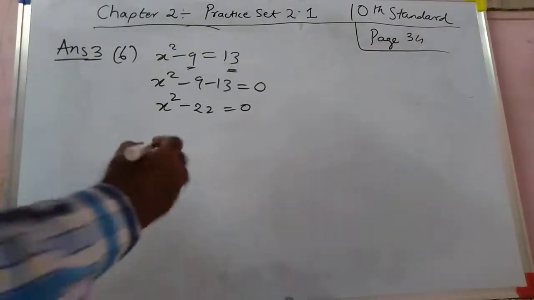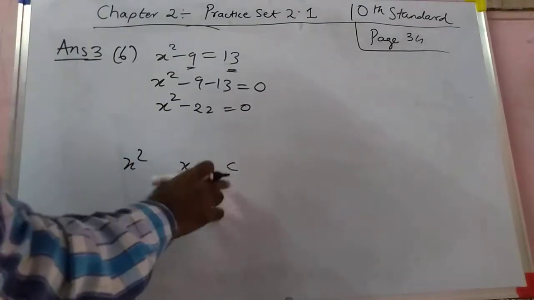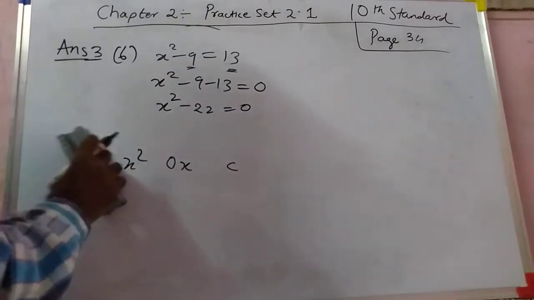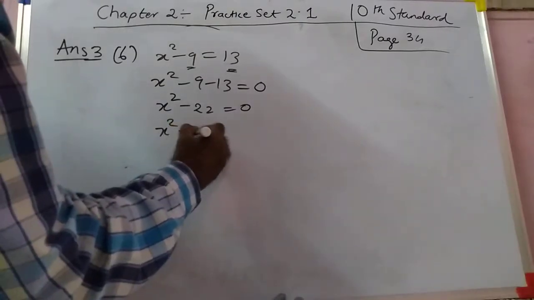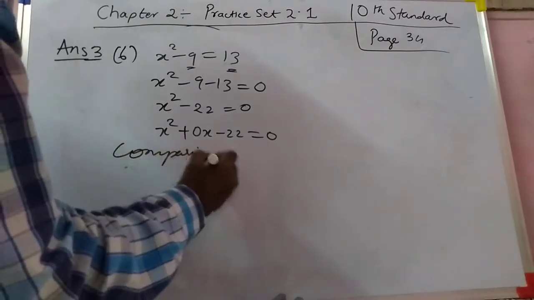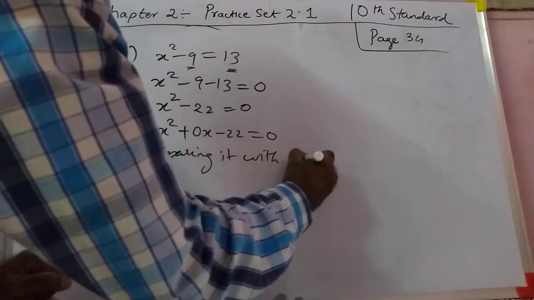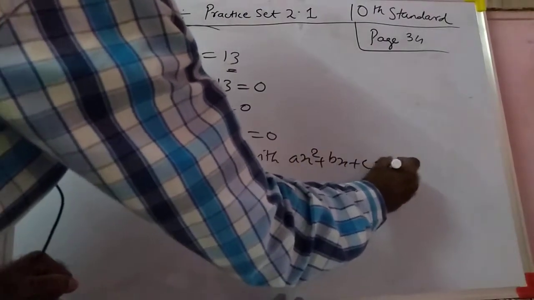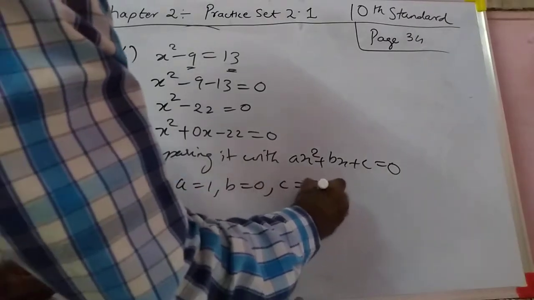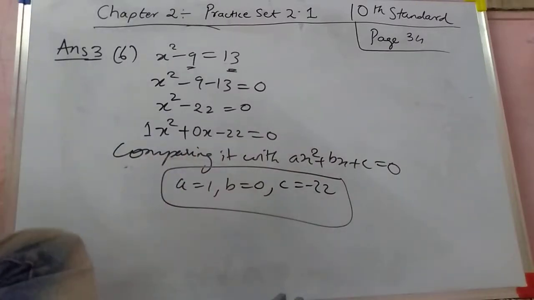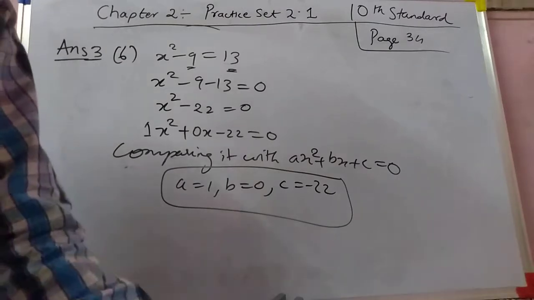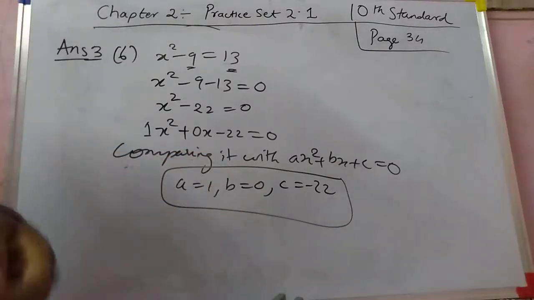In middle x, first x square, then x, then constant. So it is missing, means you have to take 0. Okay. बोलेंगे x square plus 0x minus 22 is equal to 0. So compare करेंगे हम इसको, comparing it with ax square plus bx plus c is equal to 0. Take 1 here, so a is equal to 1, b is equal to 0, c is equal to minus 22. I hope you got this.